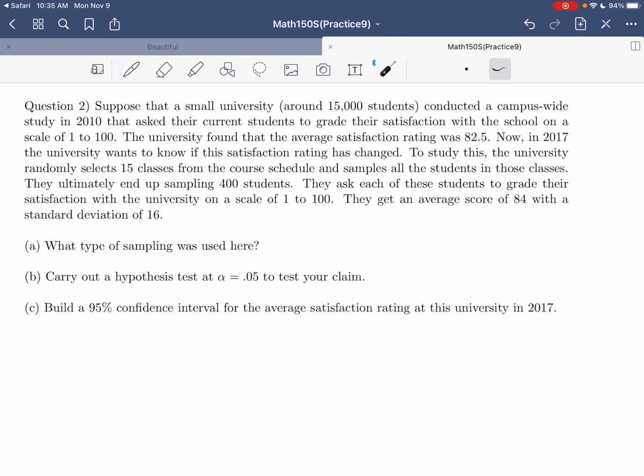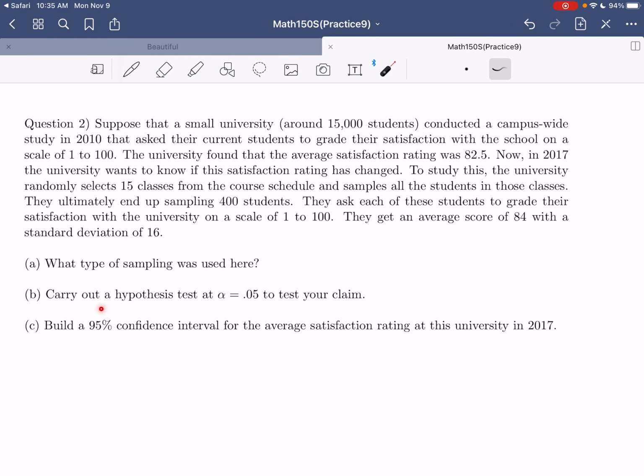So for question 2, once again, notice that there's mention of hypothesis test and confidence interval in here. So we know that as we read this, we want to be thinking not only about what is the relevant information, but what type of procedure, one sample mean, two sample mean, or matched pairs are we going to do here? So let's go ahead and go through this.